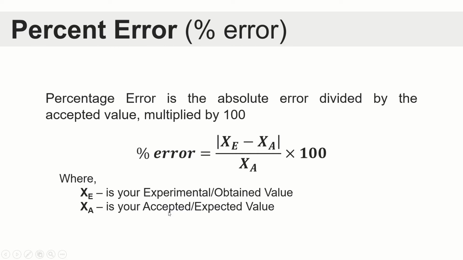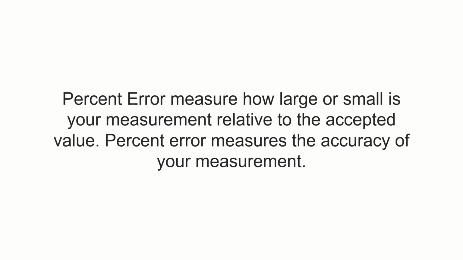your accepted value. Percent error measures how large or how small your measurement is relative to the accepted value. So percent error measures the accuracy of your measurement. It measures how big a part your error is of the accepted value.